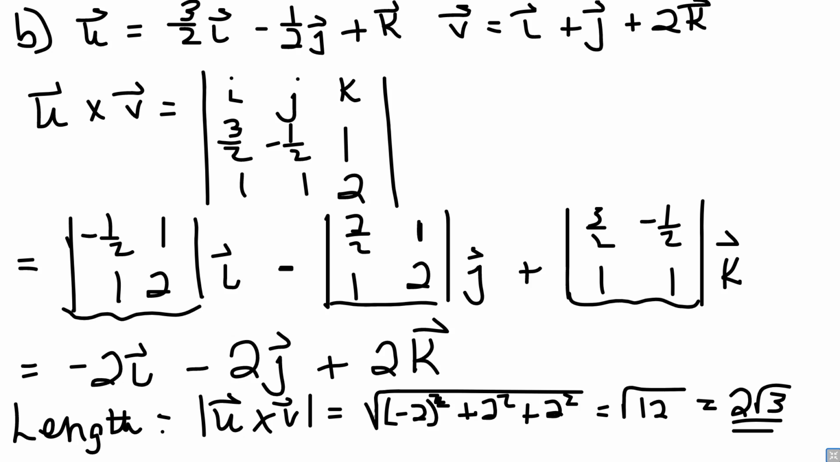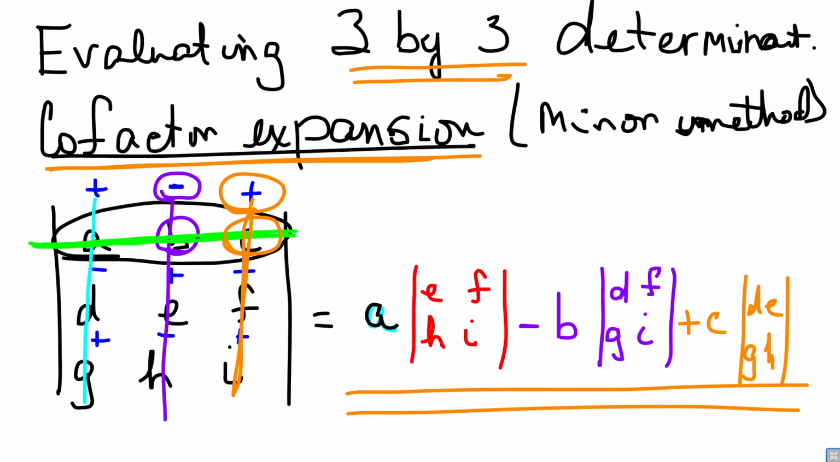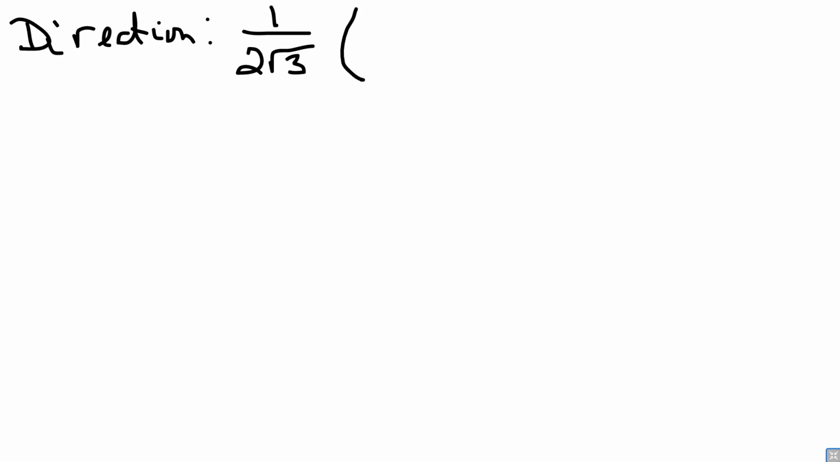Okay, so the last thing we need to do is to find the direction. For the direction, basically we're looking at the unit vector. So we're going to do 1 over the length, which we said was 2 square root of 3, times the vector, which is -2 in the I direction, minus 2 in the J direction, plus 2 in the K direction.